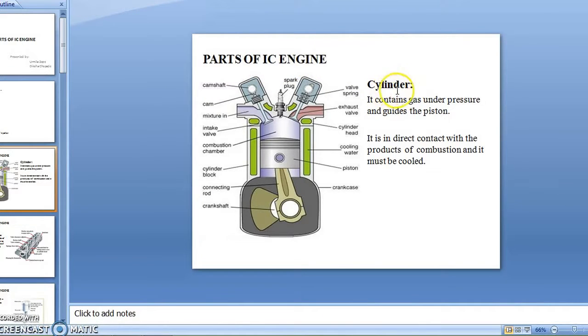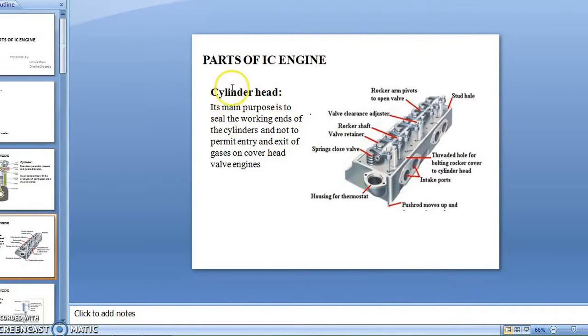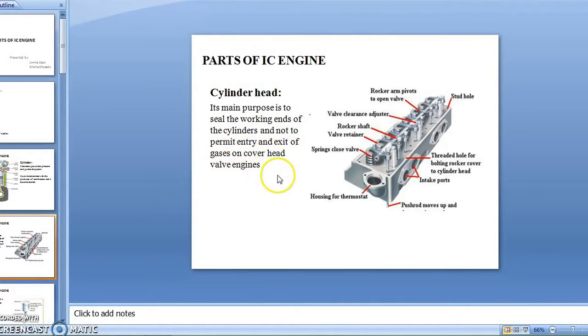First we will see the cylinder. It contains gas under pressure and guides the piston. It is in direct contact with the products of combustion and it must be cooled. Second part is cylinder head. Its main purpose is to seal the working end of the cylinders and not to permit entry and exit of gases on overhead valve engine.